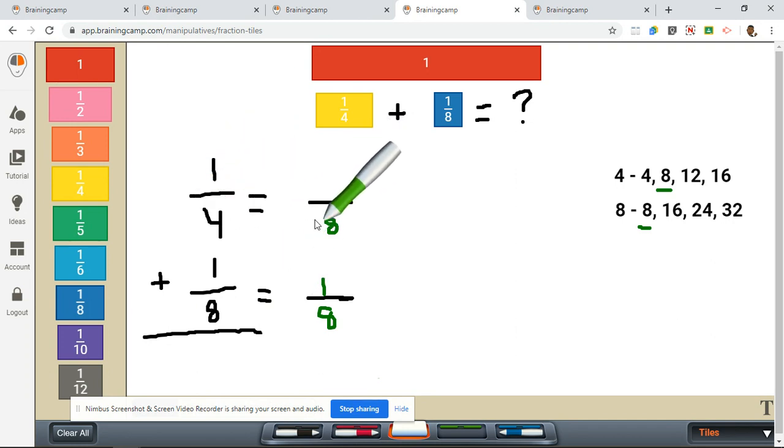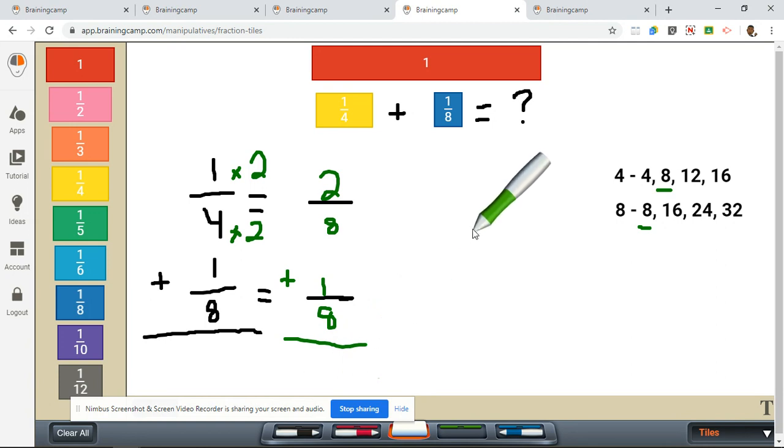How can I get from 4 to 8? What can I multiply times 4? You multiply 2. And what you do to the bottom, you do to the top. So 1 times 2 is 2. So here we have 2/8 plus 1/8. If I have 2/8 and I want to add one more eighth, you're going to have a total of, hopefully you got this answer, 3/8. That is the answer, 3/8.